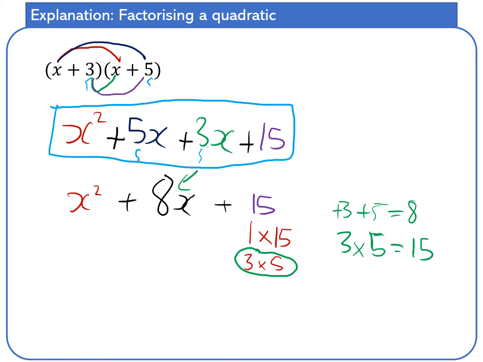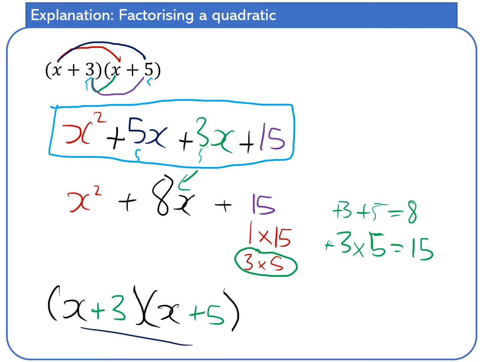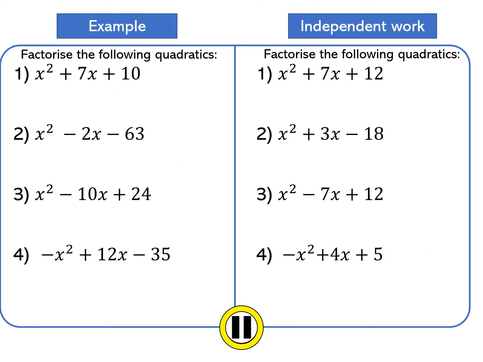Now it's just a simple case of putting that in the brackets. So we've got x, and then we had our plus 3. And then we have our x and our plus 5. And the question is done. This is factorised. We got back to where we started. Press pause and try the example questions. Then press play and I will answer the examples with you.